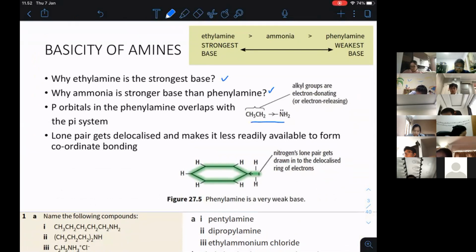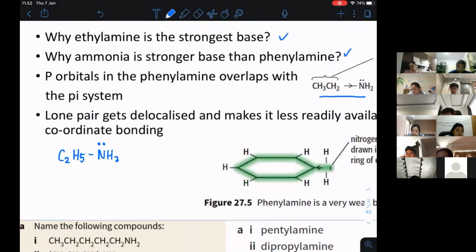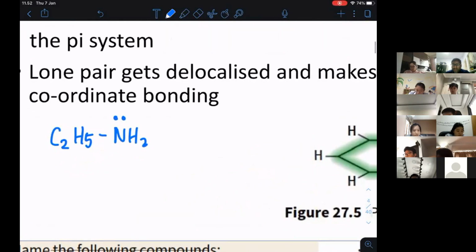If you look at ethylamine, it is going to be bonded with C2H5, and then you have NH2. So we know that there is going to be a lone pair of electrons. And C2H5 or any R groups are electron donating groups. So they are going to give the electron density towards the nitrogen. If the nitrogen receives the electron density, it means that the lone pair will be more readily available for bonding. Why? Because electron and electron will repel. So this lone pair will be ready for bonding.